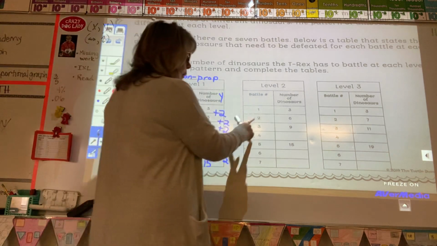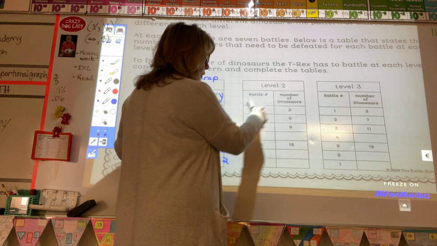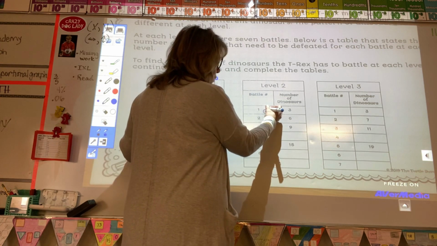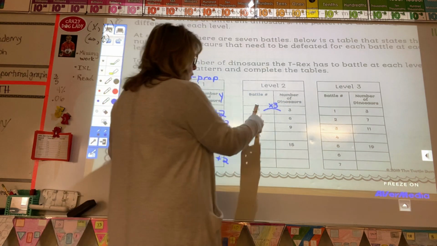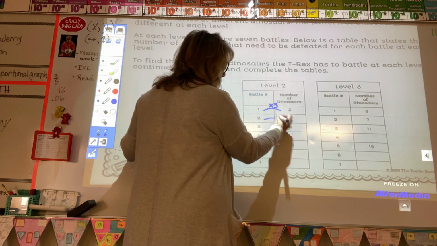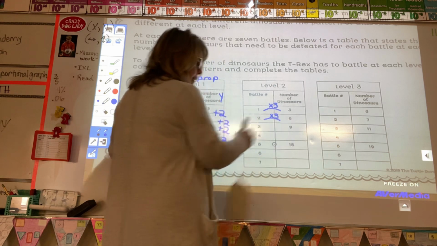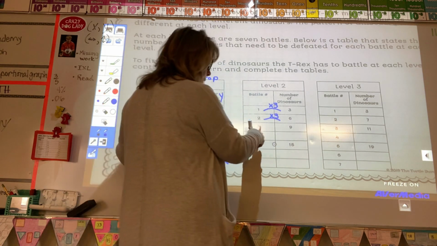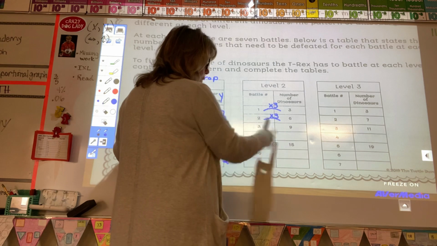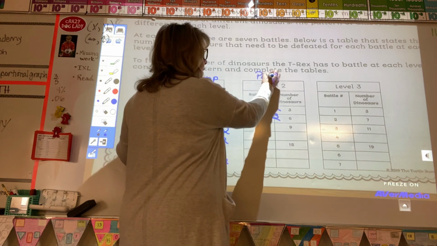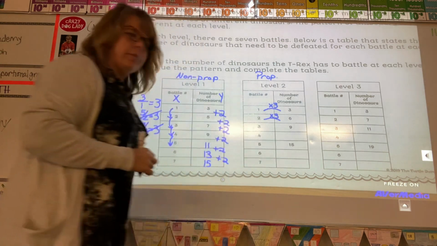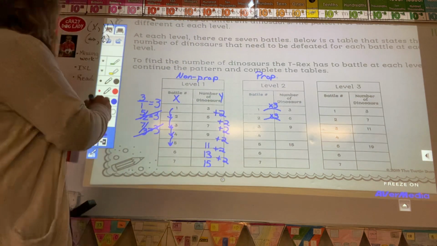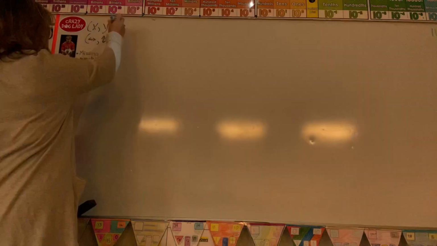The second table, 1 battle, number of dinosaurs, 3 more. Okay, so you're saying for every battle there's 3 dinosaurs. So the second battle, can we multiply that by 3 and get 6? Well, yes, we can. 3 times 3 will give us 9. So we'd identify this as a proportional table. We'd finish filling in the missing points. Now let's take a look at the graph.